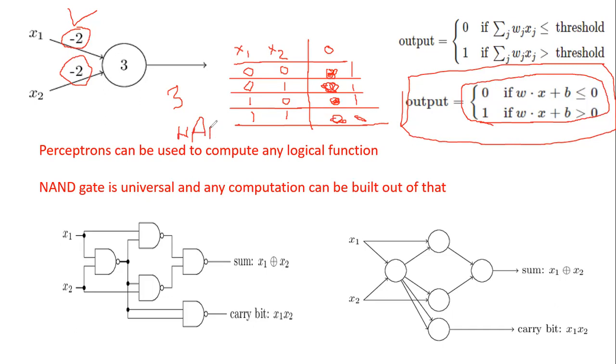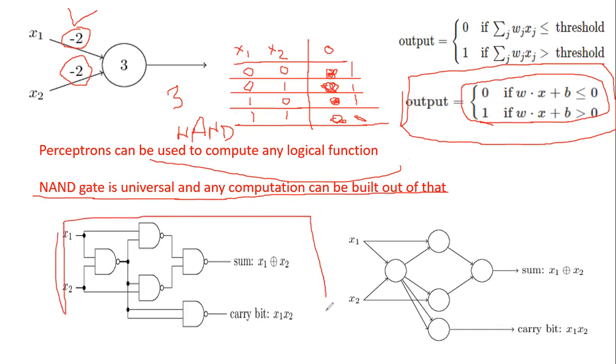Which one of you has rightly recognized it? Perceptrons can be used to compute any logical function, and the reason for that is that the NAND gate is a universal gate, and any computation can be built out of that. For example, if you have to build an architecture to add two numbers, this is the adder network that is built through gates in a digital logic design course, and you can convert that to this perceptron network.